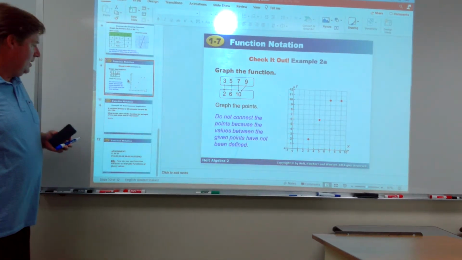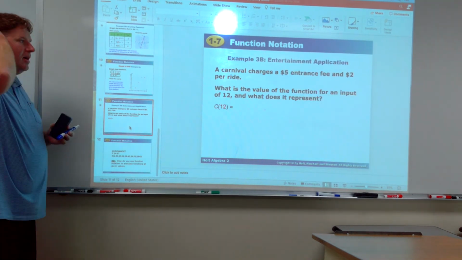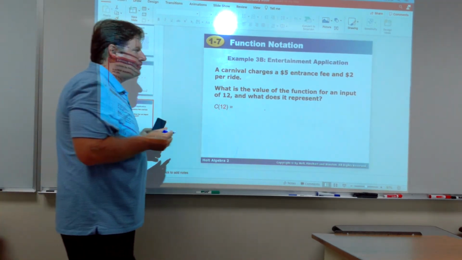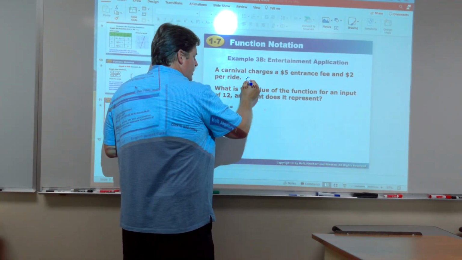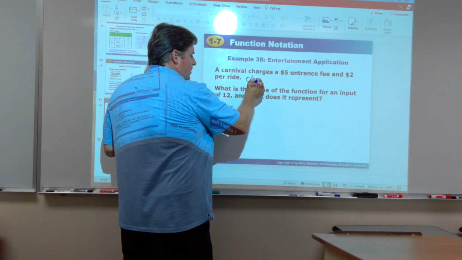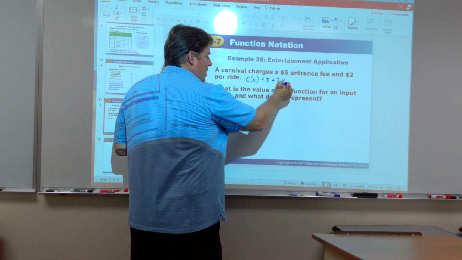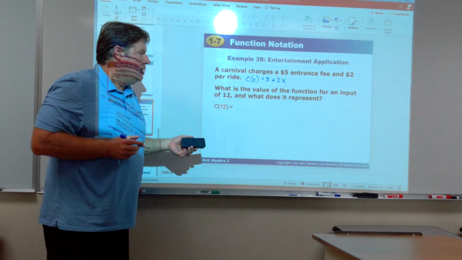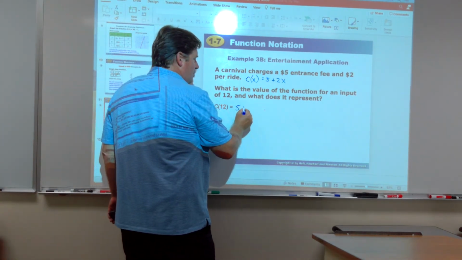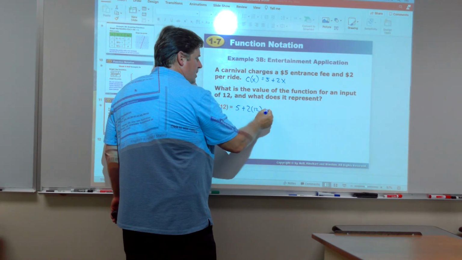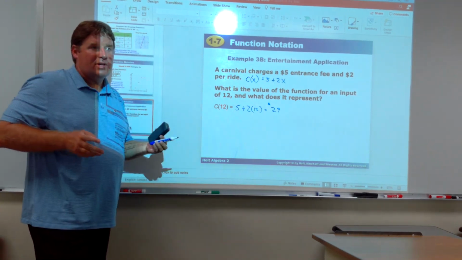All right, last thing that we have here, being able to write a function. A carnival charges a $5 entry fee and $2 per ride. If we did this as a function, we could say cost is a function of x. It's going to be 5 plus $2 per ride. Well, what's the value of the function for an input of 12? That means, what if we want to go on 12 rides? I'll just take 5 plus 2 times 12, put that input in, 24, that'd be $29. That would be the cost for us to do that.